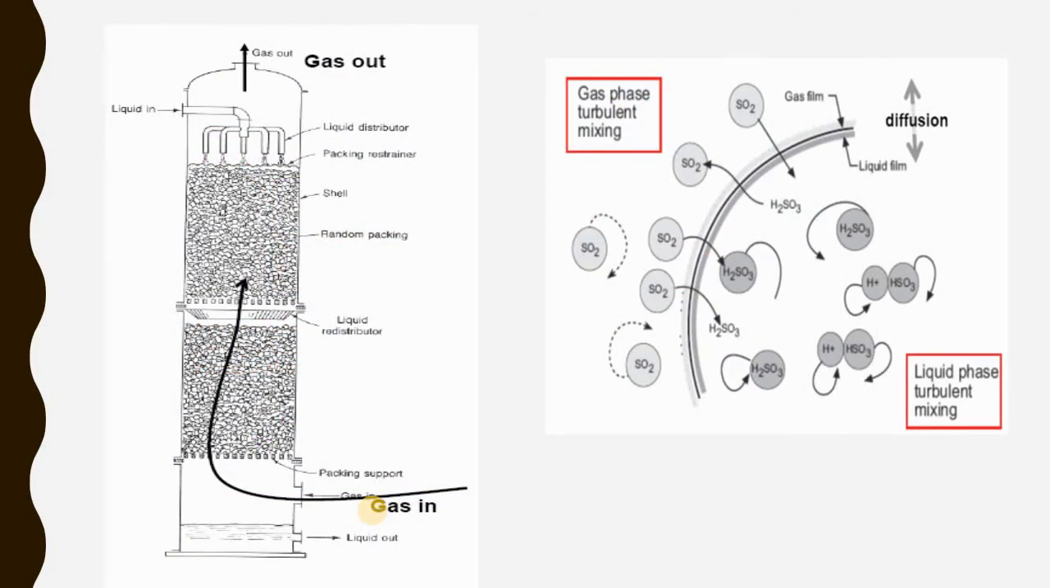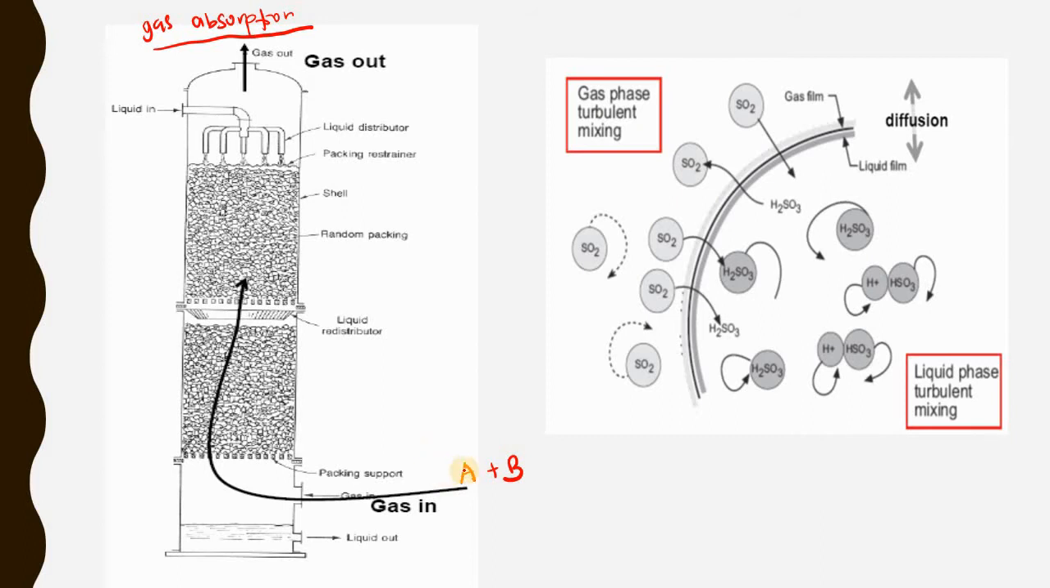So this is another example, gas absorption. Just now we saw the example of liquid extraction. This time we will look at gas absorption. So what is gas absorption? For example, I have gas here. This gas contains solute A and solute B.